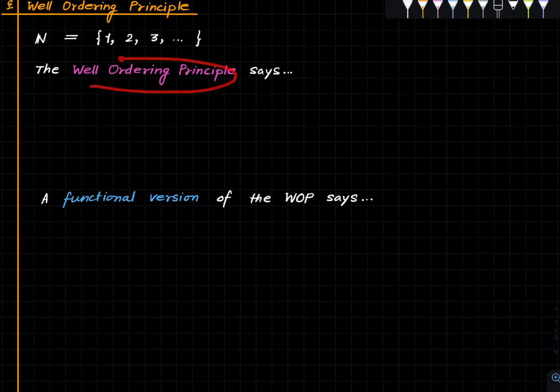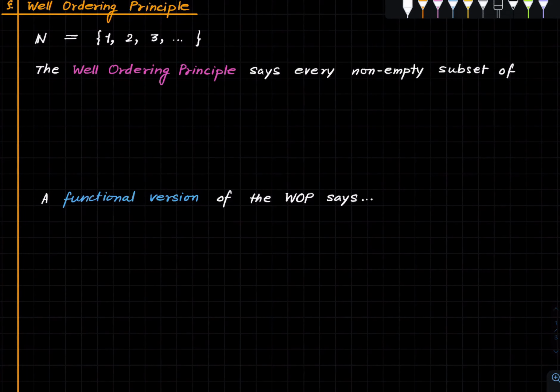The well-ordering principle says that every non-empty subset of the natural numbers has a smallest element. Right? That is what the well-ordering principle says. So let me expand on that. What does that mean? It says the following.